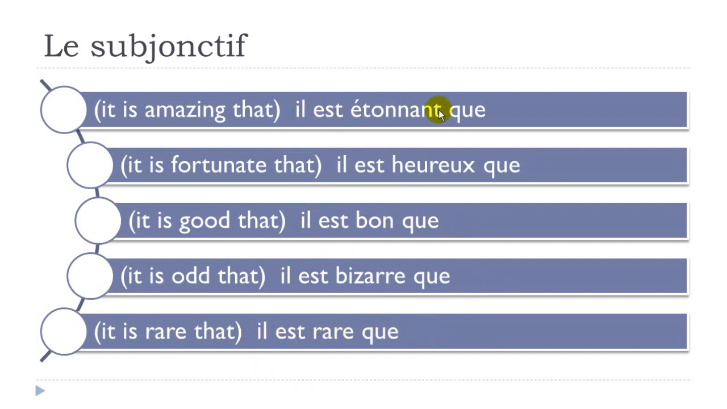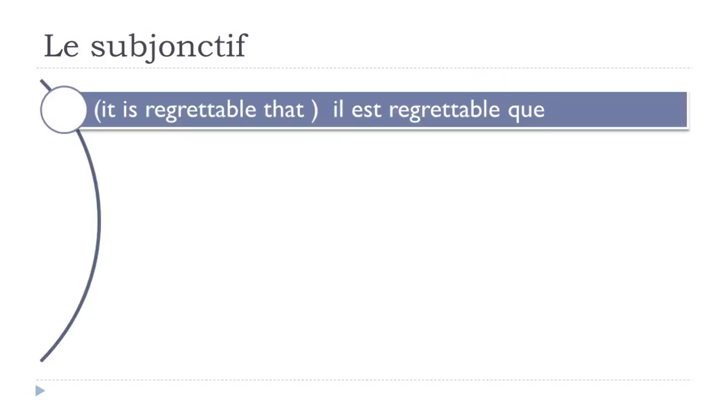So, il est étonnant que. Il est heureux que. Il est bon que. Il est bizarre que. And then, il est rare que. Remember, after all these expressions, you will have to use le subjonctif. Okay? And it continues. Il est regrettable que.